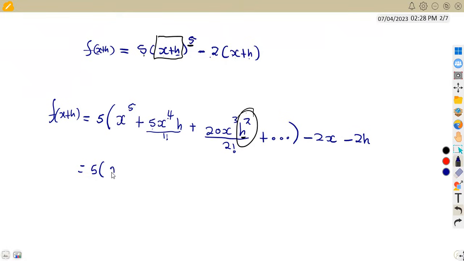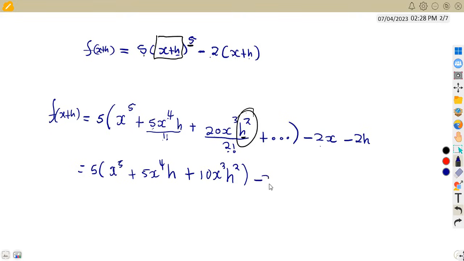So here we are going to have x to the exponent of 5. The first part is not going to change. You divide 5 by 1 factorial. This is going to remain as 5. So it's 5x to the exponent of 4h, plus 20 divided by 2 factorial. This is going to give us 10. So that's 10x to the exponent of 3h squared plus and so on and so on. So these ones are not even necessary. So we are going to just leave it like that, close the bracket at this term because we know there are terms that are not necessary, all right?